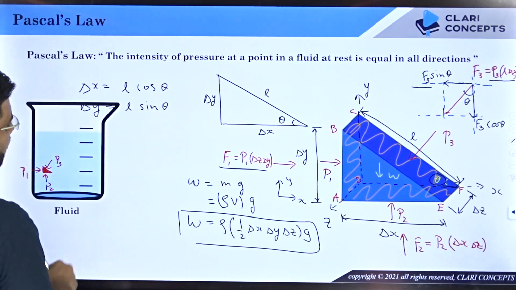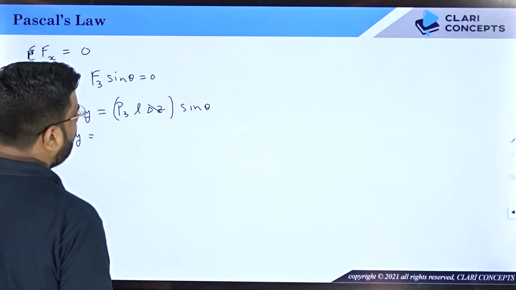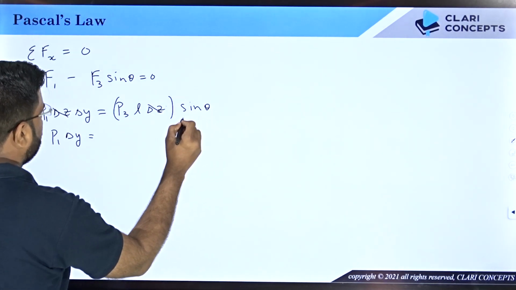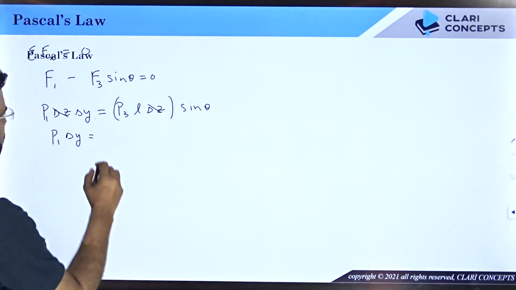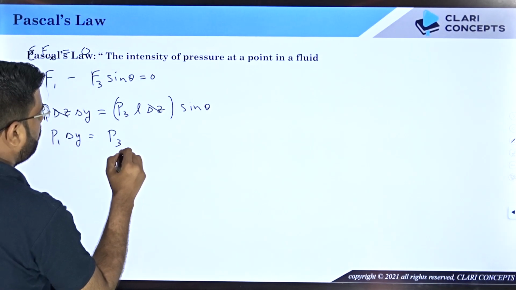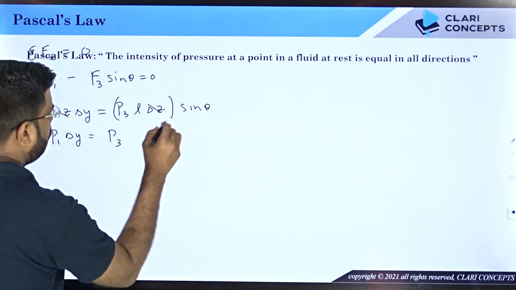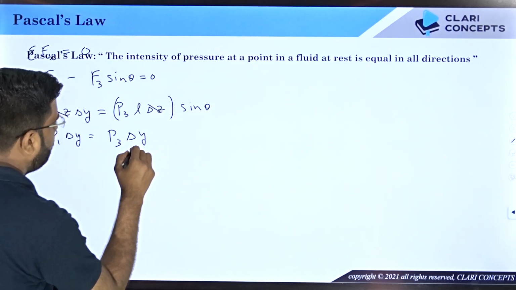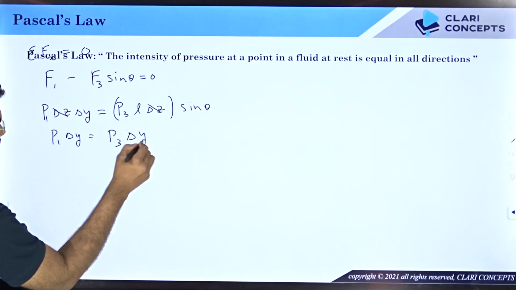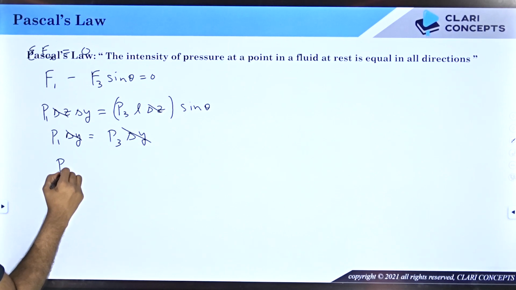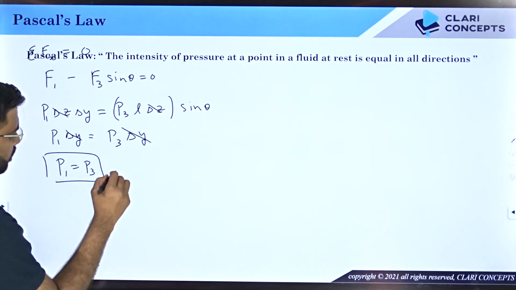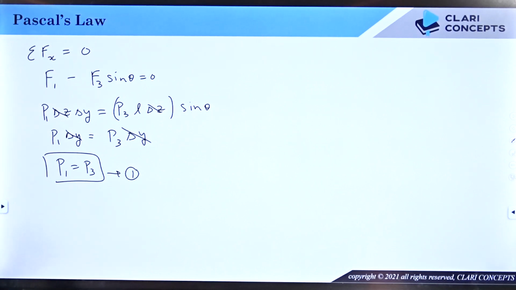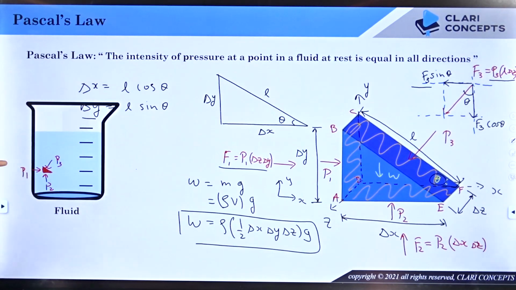So now if you have L sin theta, what can you replace with that? You can replace delta y in place of L sin theta. Just do that. I will put P3 into delta y in place of L sin theta. So this will get cancelled. Ultimately, you will be left with P1 equals P3. So you have got one conclusion, equation 1. That P1 equals P3, meaning these two pressures are equal.